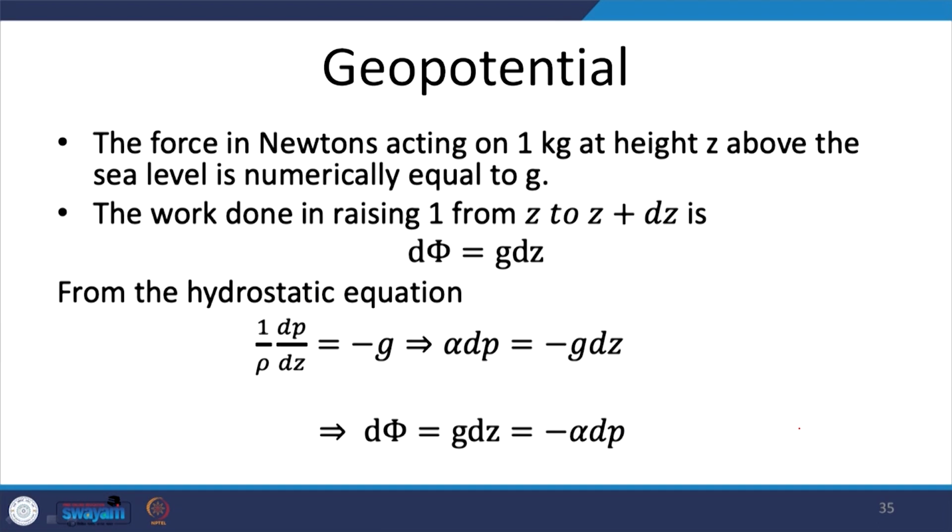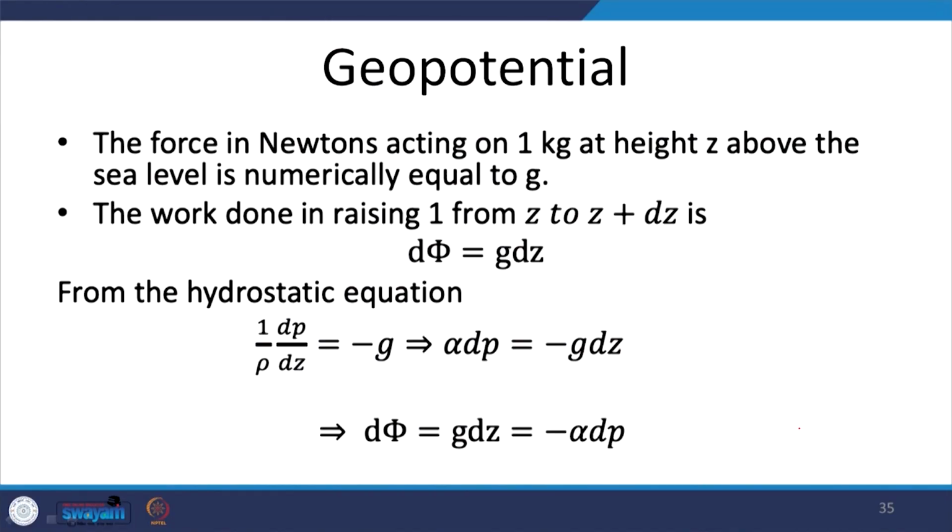Most importantly, if you dig in more, the force in newtons acting on 1 kg of mass at a height z above the sea level is numerically equal to g, right. We write the force as F equals mg. Now, if I want to calculate force per unit mass, F is simply g, in newtons. So, now you have gotten rid of the mass, force per unit mass, right. The force in newtons on a 1 kg object at a height z is numerically equal to small g, which is the acceleration due to gravity.